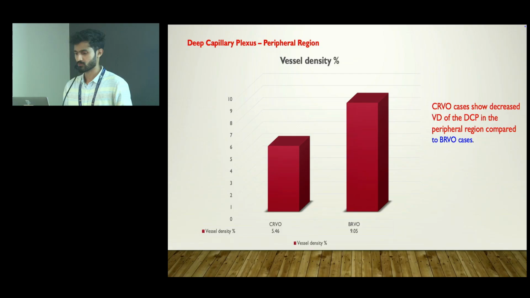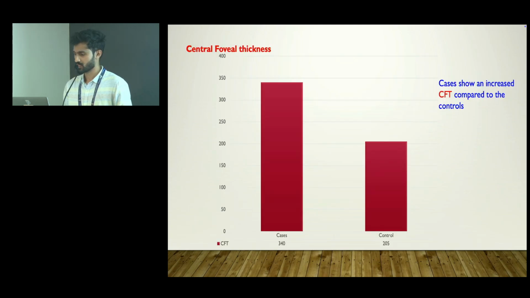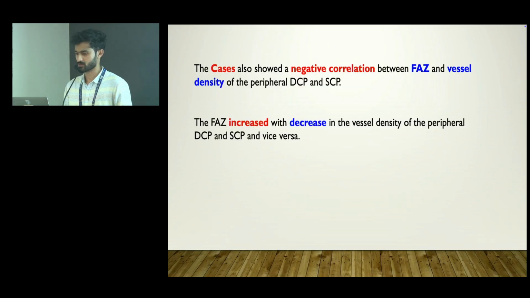When looking at the deep capillary plexus in the peripheral region, the central retinal vein occlusion cases showed a more decreased vessel density than the branch retinal vein occlusion cases. At the superficial capillary plexus level, they also showed decreased vessel density in the peripheral region, more for the CRVO cases than the BRVO cases. The cases also showed an increased central foveal thickness compared to the controls.